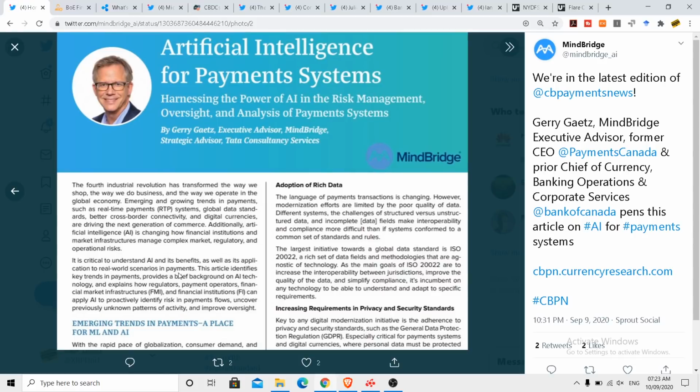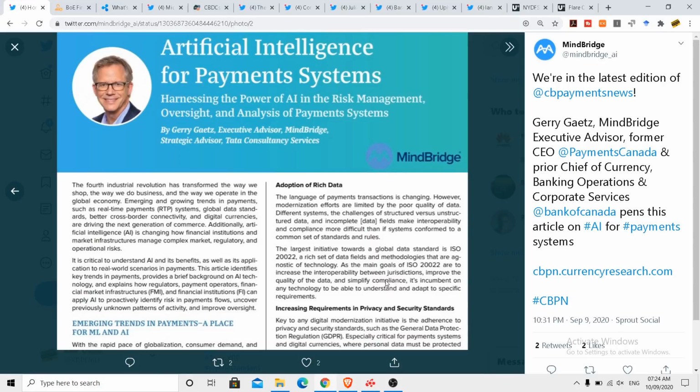Now, when they talk about that, do look here at the adoption of rich data, which leads us to ISO 20022. Now, where does that actually lead us? Towards interoperability. So the main goals of ISO 20022 are to increase the interoperability between jurisdictions, improve the quality of data, and simplify compliance. So the status quo guys can't actually survive without this technology. The incumbents on any technology have to understand and adapt to specific requirements. So they have to actually come on board with this.